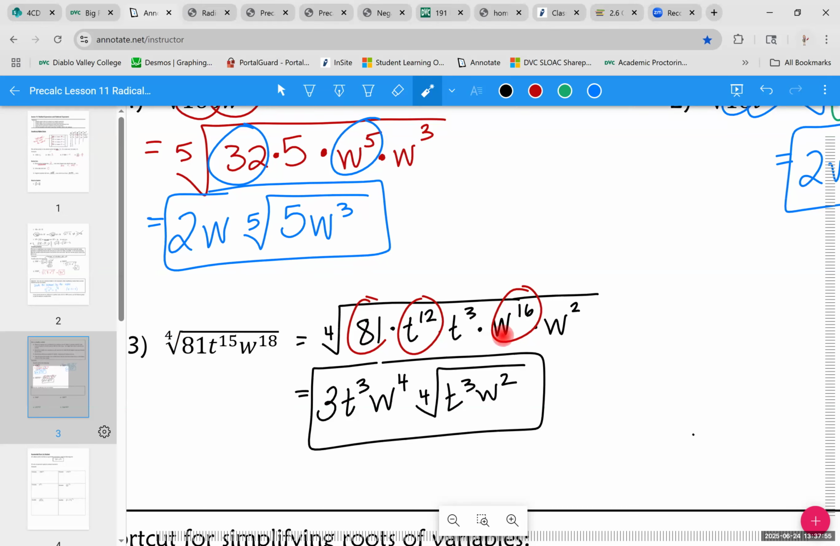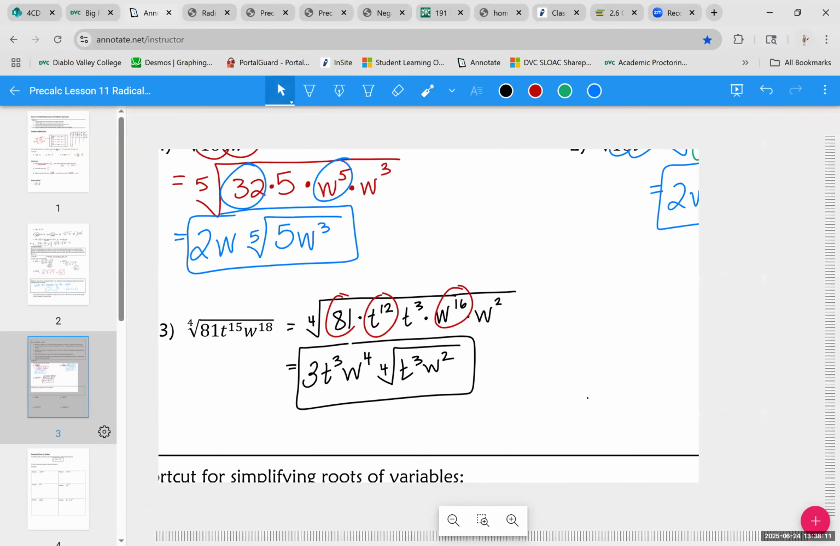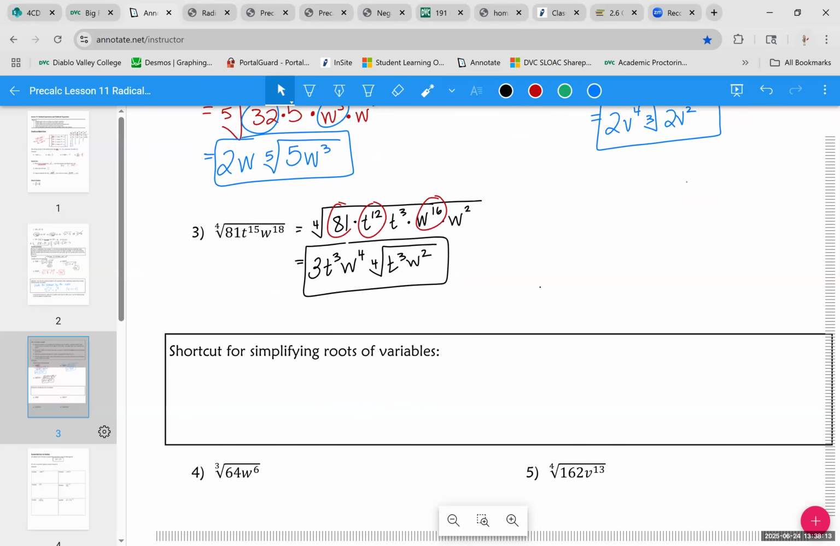So I've circled the things I can take the root of, taking the root of them outside. So divide by 4 on your exponents here. And then I just leave the remaining factors underneath. Okay, so now we're going to extend our shortcut now that we've done it this way. And there's nothing wrong with rewriting it and doing it this way the whole time.